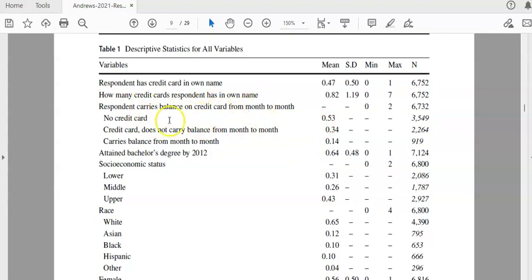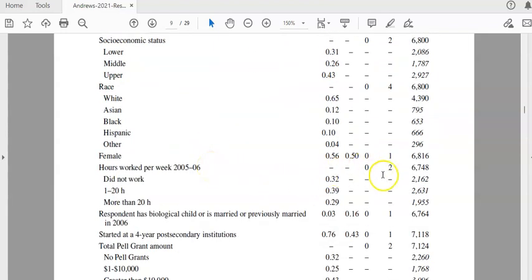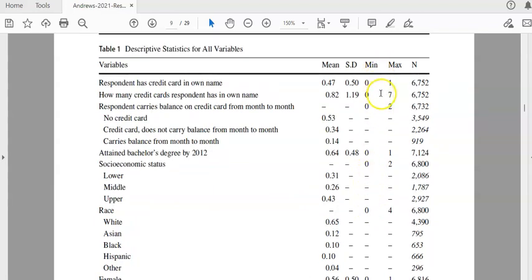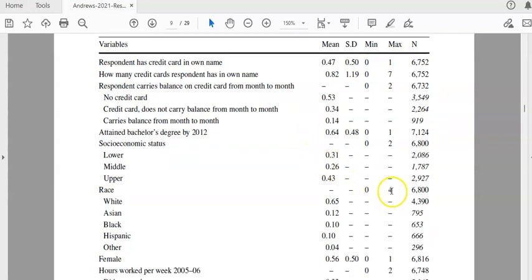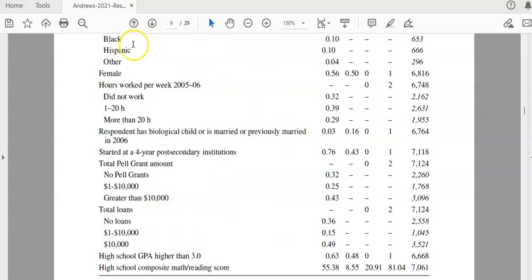Respondent carries balance on credit card from month to month. No credit card is 53%. You see that lines up with 47% here. And then 34%, 14%. It should add up to 100%. These also show you information on how the variables are operationalized. So minimum, maximum, if it's 0 and 1, that's a dummy variable or a dichotomous variable. You can see race is operationalized 0 to 4, which is 5 categories. And we see that here, white, Asian, black, Hispanic, and other. So these should make sense. These should line up in terms of how we understand our variables. And it's really good to get acquainted with the descriptive table.